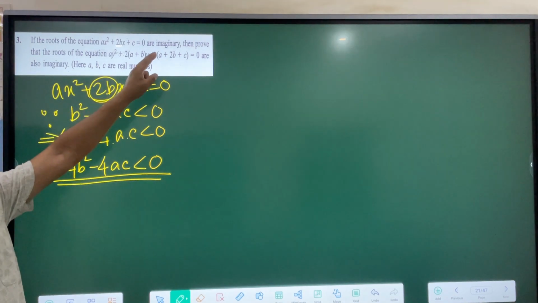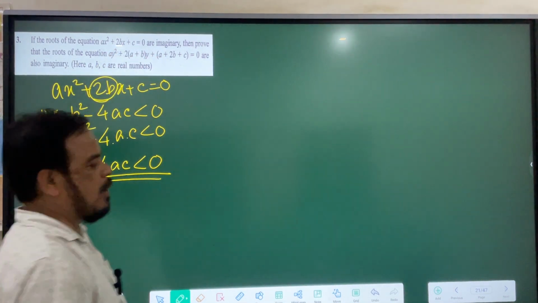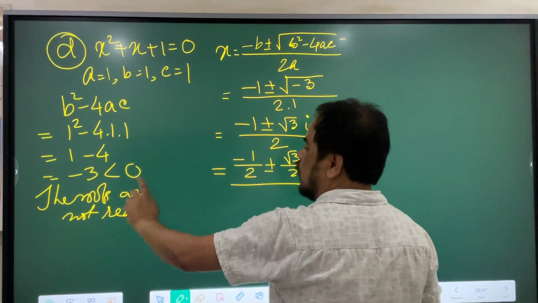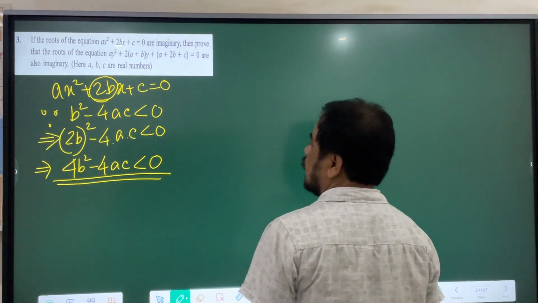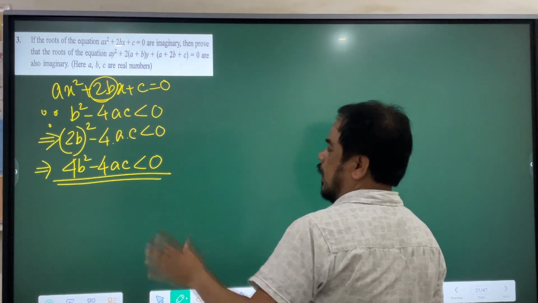Roots are imaginary means what? Not real. When do we understand that roots are not real? In the previous sums we have done, b square minus 4ac is less than 0, so roots are not real, means roots are imaginary. So b square minus 4ac calculation is done from the given part.